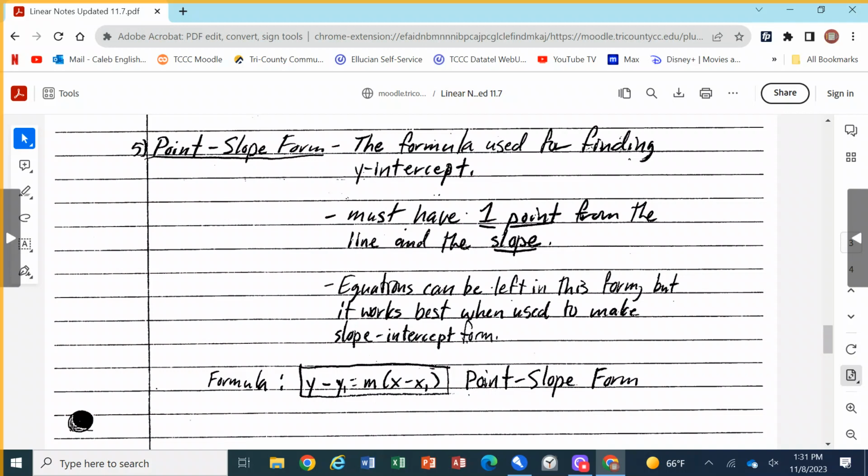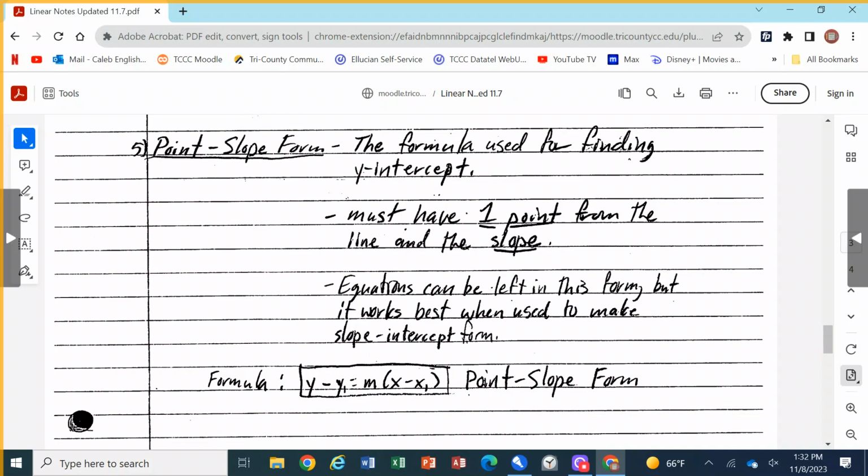Excuse me, the formula used for finding the y-intercept. You use this when they have given you either 1 point and the slope, or 2 points, and they say, make me a line. Well, there's a very important part of the line missing, which is the y-intercept. Luckily, that's the main purpose of point slope form. It takes the information that you give it and chops it down into a slope-intercept form equation, y equals mx plus or minus b.